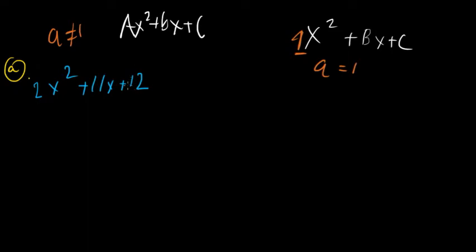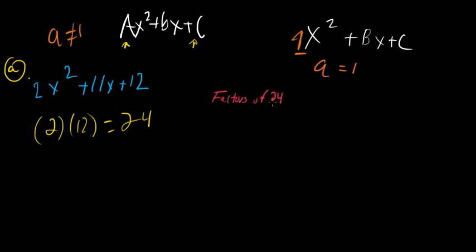The first step to doing this is multiplying A times C. So A multiplied by C. Okay, so 12 multiplied times 2, 2 multiplied times 12, which will give me 24. After I do that, we need to find two factors of 24 that will add to 11. Well, let's go ahead and do it. Let's list the factors of 24.